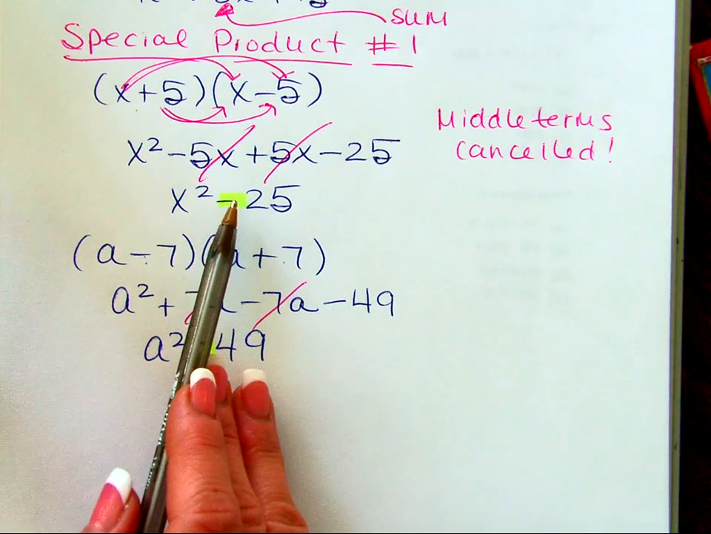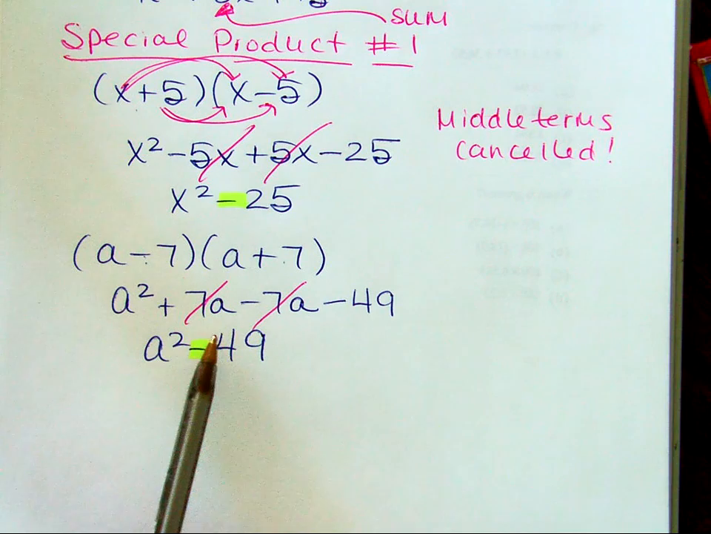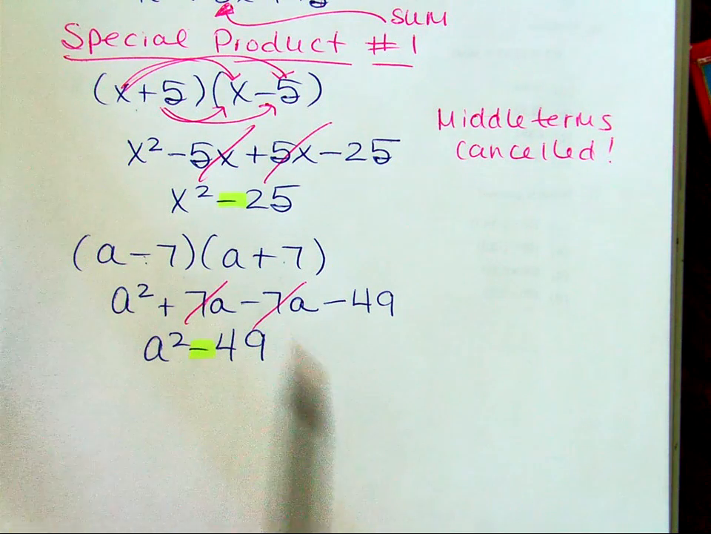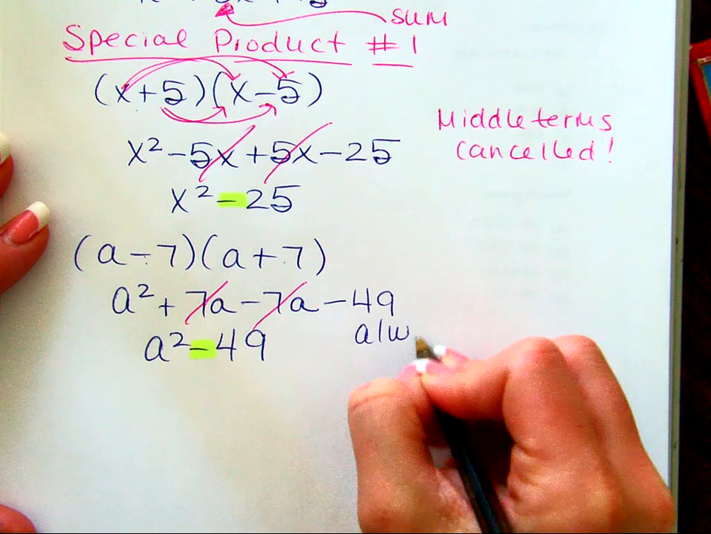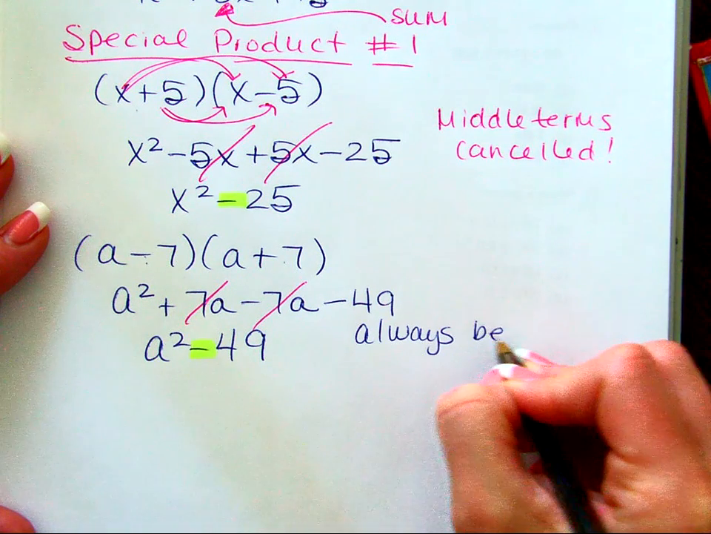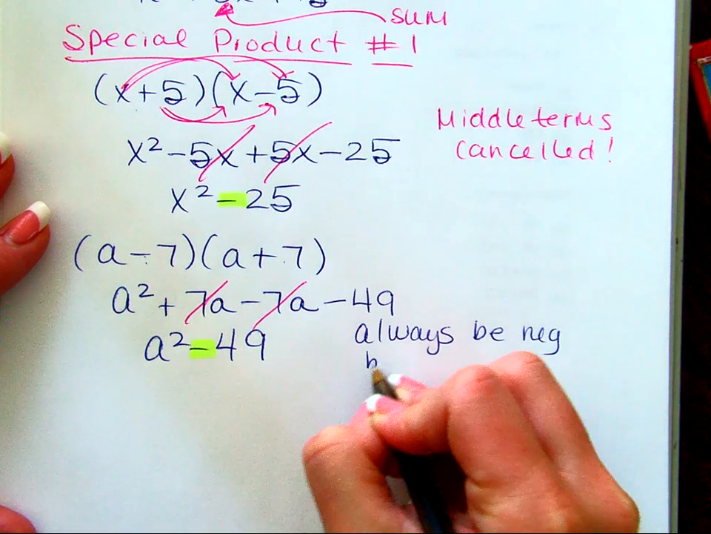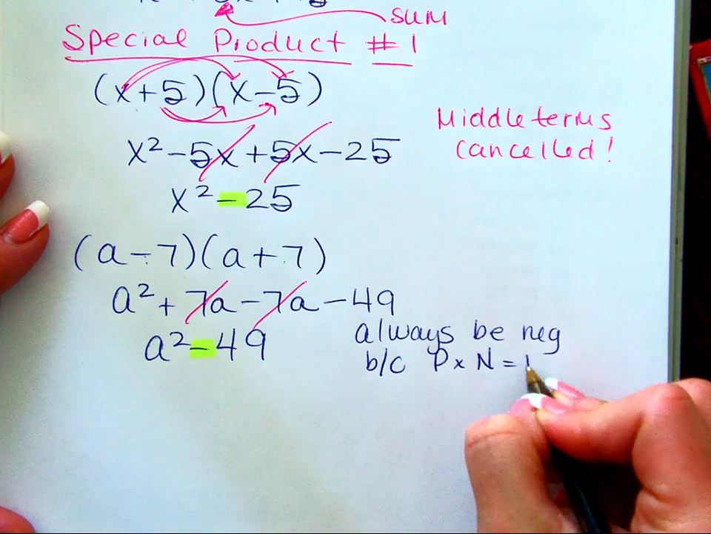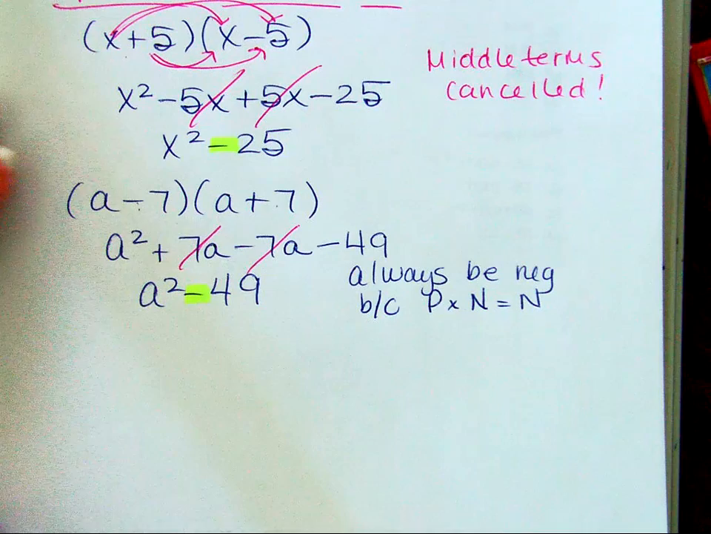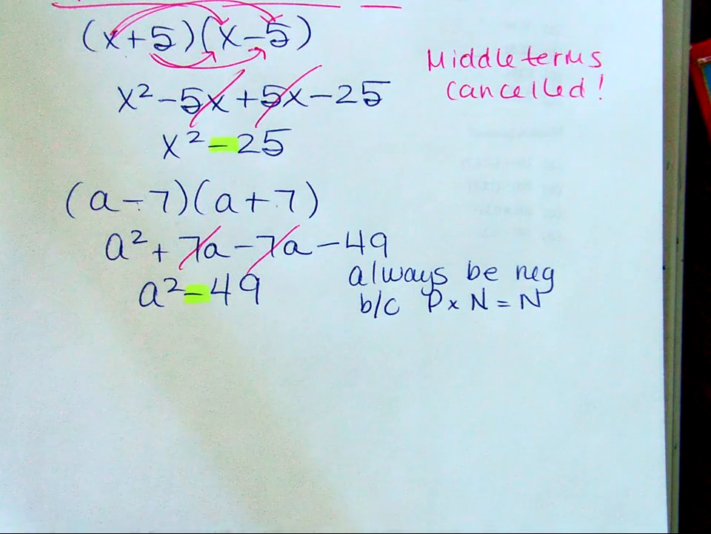So when your middle term is a sum and it's gone, it means you had it equal to 0, and that's a product and a positive. So I want you to write, it will always be negative because a positive times a negative equals a negative, right?